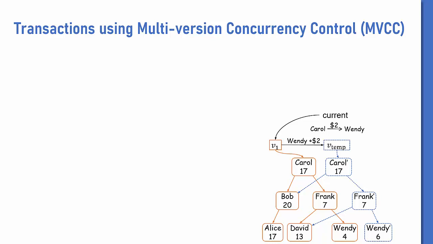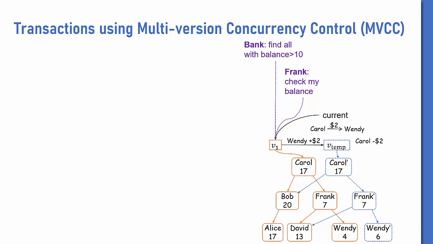At the same time, there can be multiple queries working on the database. Since we have not committed a new version, they will only see v1 and they will consistently work on this version. So everything done by the unfinished transaction is not visible to the queries. The second step of this transaction is to decrease Carol's balance by $2. This is also done by path copying, and we get a new version v2.